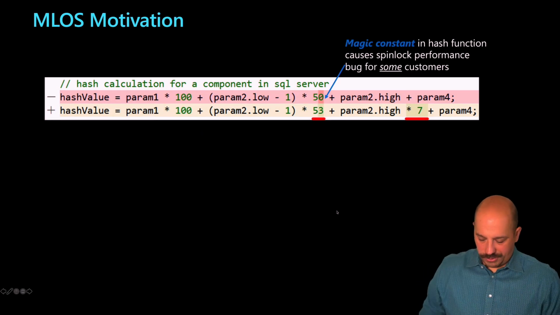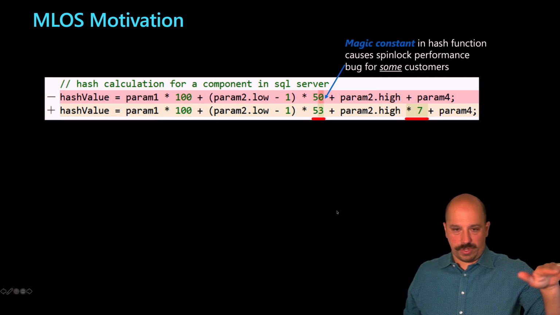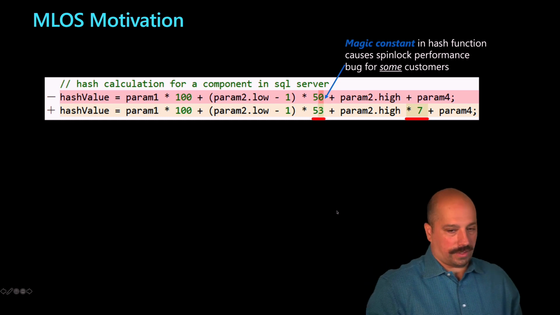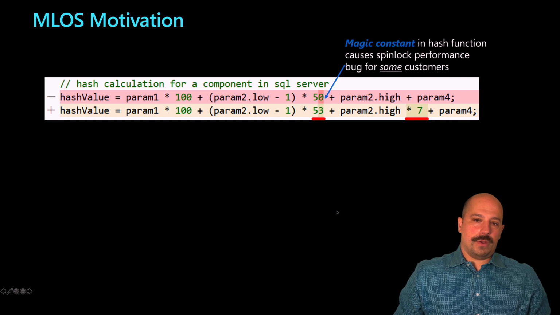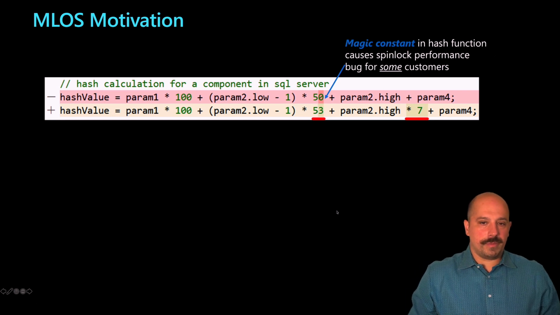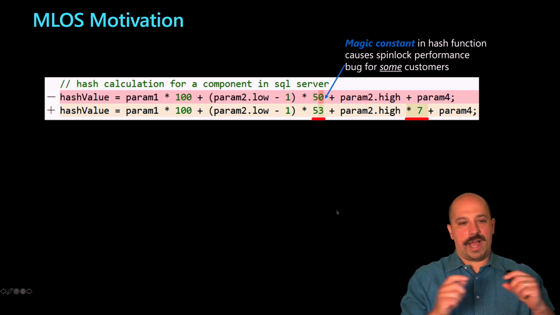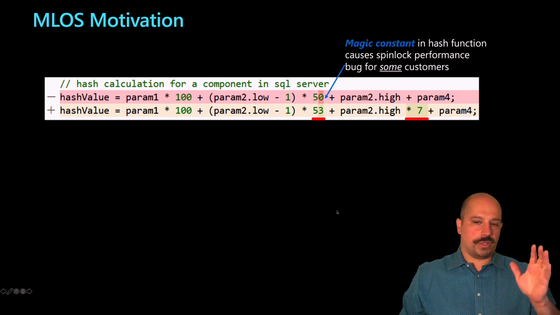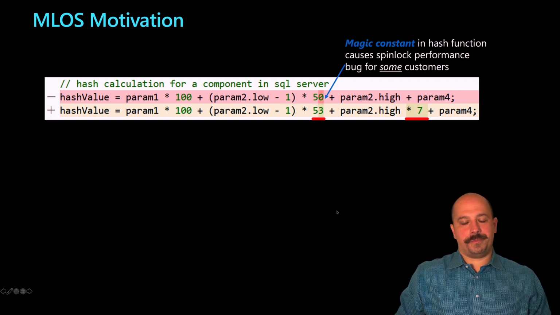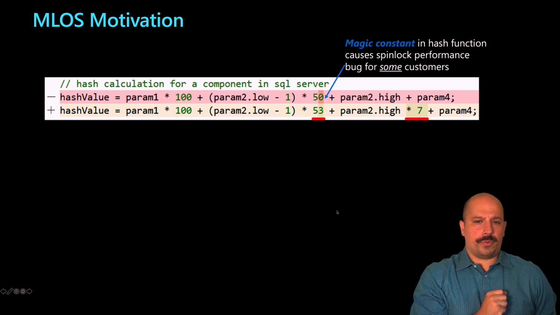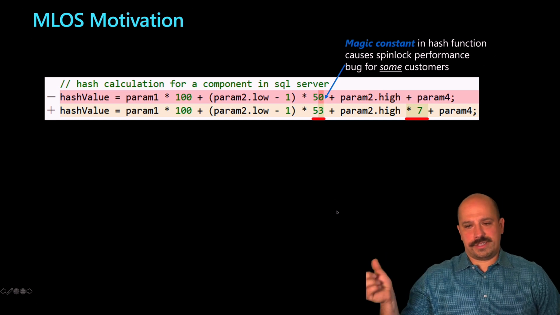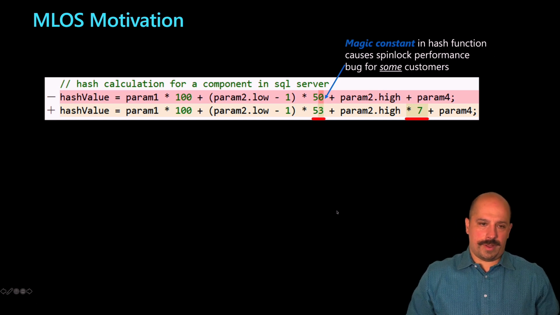I'm going to start with a motivation, right? So this is an actual line from the SQL Server commit log. I simplified it a little bit, but fundamentally, in this commit log, we are changing how a hash value is computed for a certain internal part of SQL Server. And you can see that the main changes were changing 50 that was multiplying a certain parameter to 53 and adding a 7 multiplying another parameter.